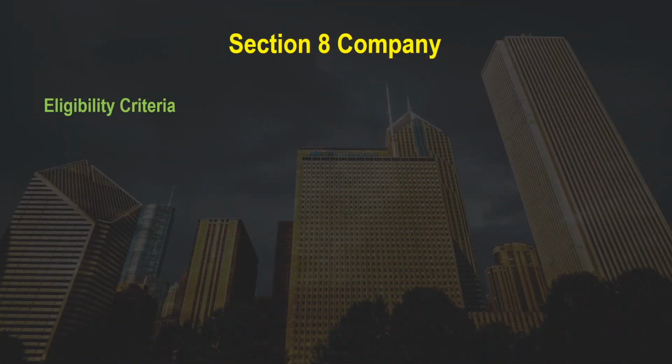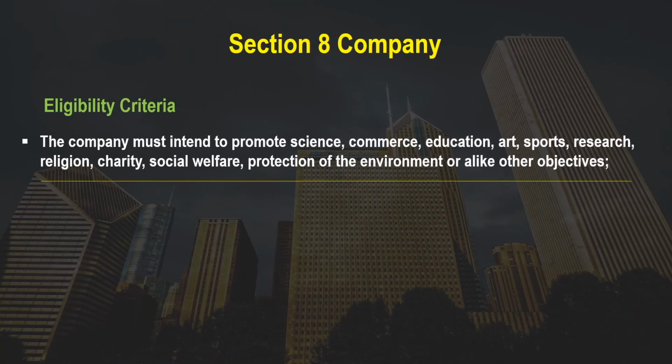As regards the eligibility criteria, the company must intend to promote science, commerce, education, art, sports, research, religion, charity, social welfare, protection of the environment or other such objectives. The company must hold an intention to invest all the profits or any other income generated after incorporation in the promotion of such objectives only. The company does not intend to pay any dividend to its members.